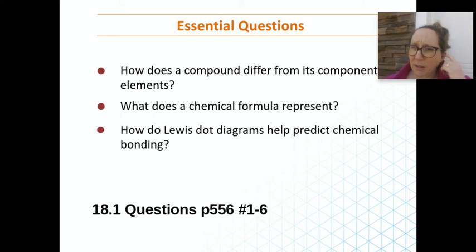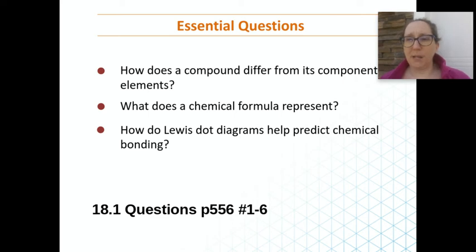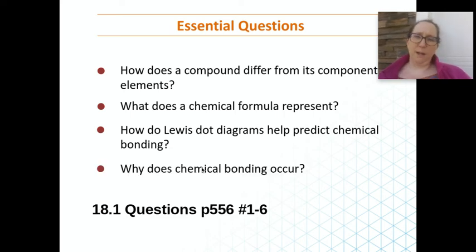How do Lewis dot diagrams help predict chemical bonding? I'm going to probably make a short little video just of this to help you because it's a little complicated, but it actually shows you how there's room to fill that outer shell. Okay, so Lewis dots, the symbol with the dots, tells you how many parking spots are open to bond. I've kind of used that analogy. Okay. And then why does chemical bonding occur? To make the elements more stable.